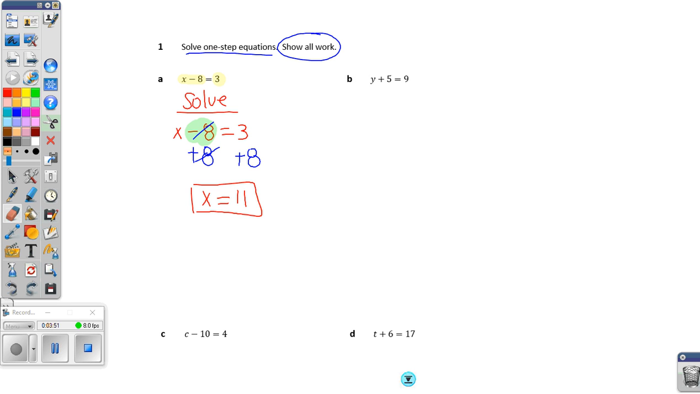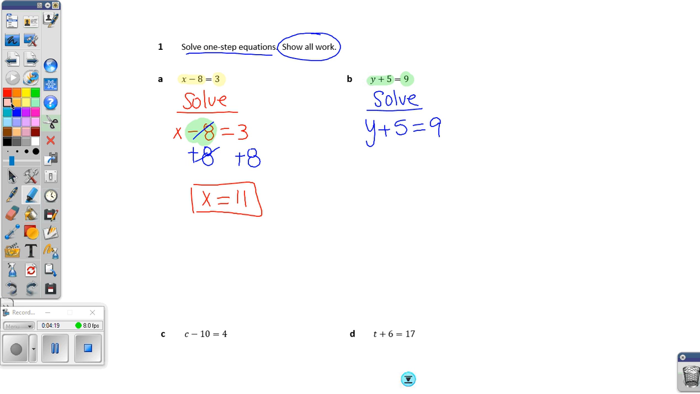Let's move on to question B. So our problem is y plus 5 is equal to 9. All right, so let's solve. Solving means that we're getting the variable by itself. So what number does y represent?